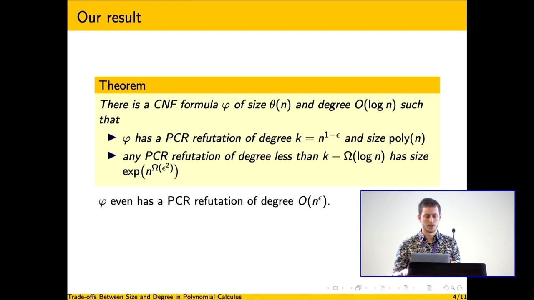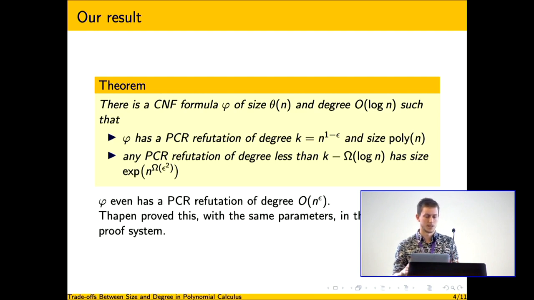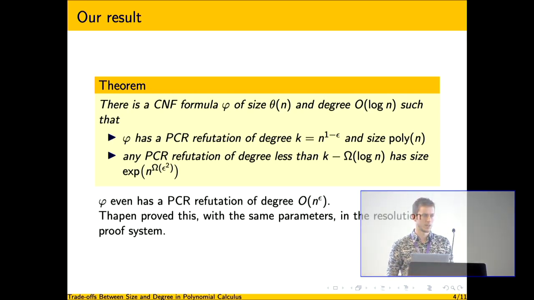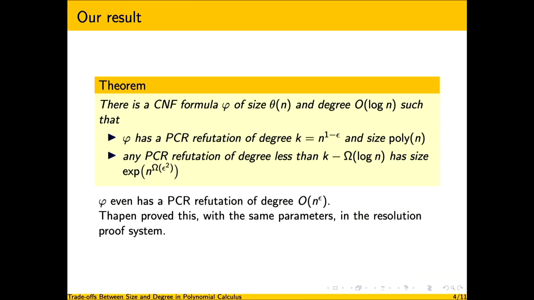And also, this may look familiar to you if you work in this area. This is exactly what Tappan proves. Tappan in 2016 proved this result, but in the resolution proof system. So to get this to work, we needed to paste on the R operator machinery and get that to work in polynomial calculus.